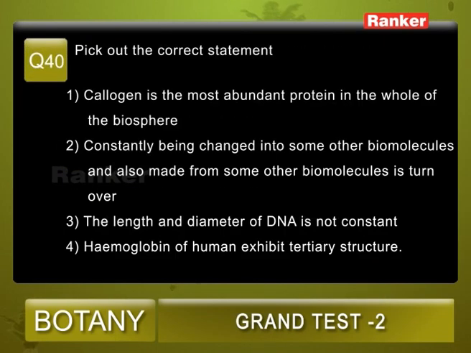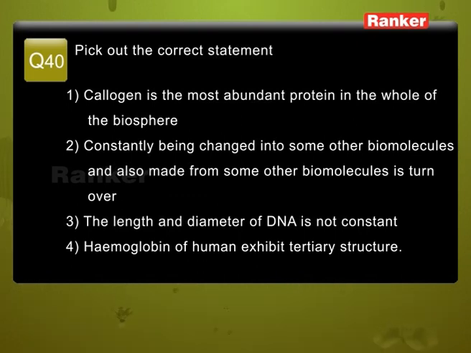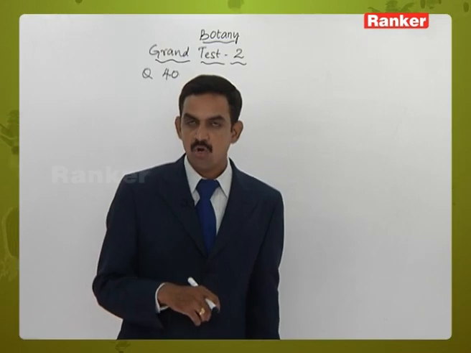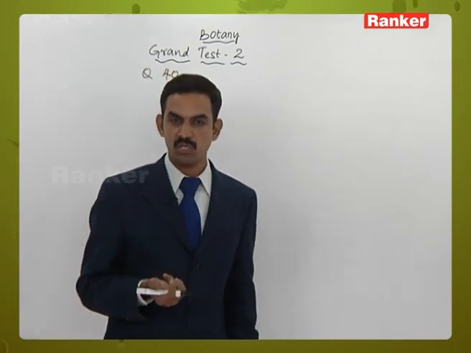Now, let us come to the last question, that is question number 40. Pick out the correct statement. 1. Collagen is the most abundant protein in the whole of the biosphere. 2. Constantly being changed into some other biomolecules and also made from some other biomolecules is turnover. 3. The length and diameter of DNA is not constant. 4. Hemoglobin of a human exhibits tertiary structure. Okay, this is a question related to biomolecules once again.